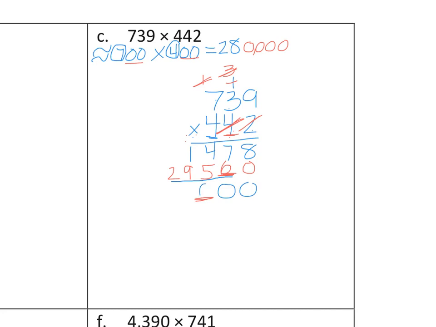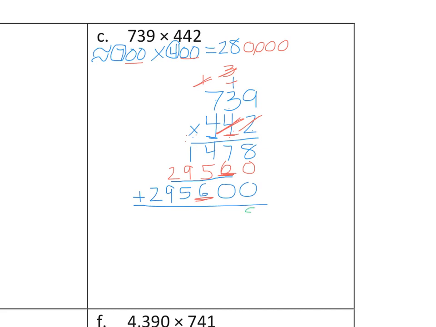So I'm going to put a 6 in the hundreds, I'm going to put a 5 in the thousands, I'm going to put a 9 in the 10,000s, and a 2 in the 100,000s. And I'm going to add those all together. So in green, I'm going to add up my numbers.